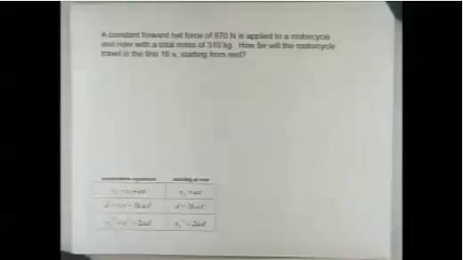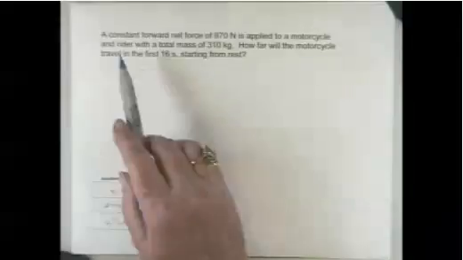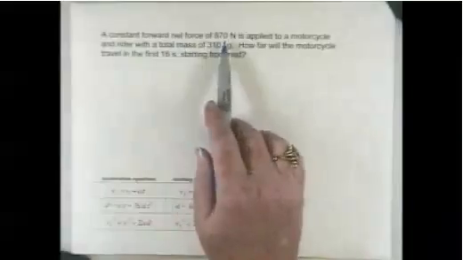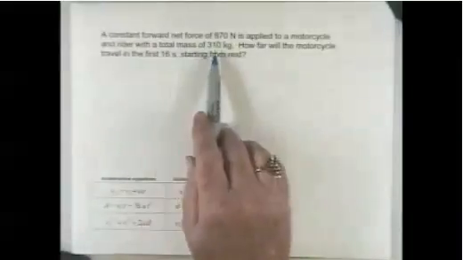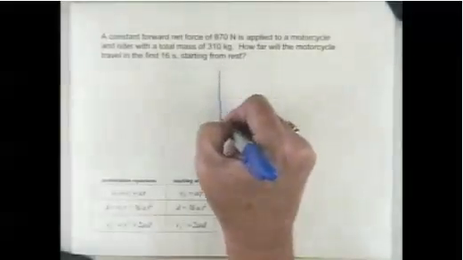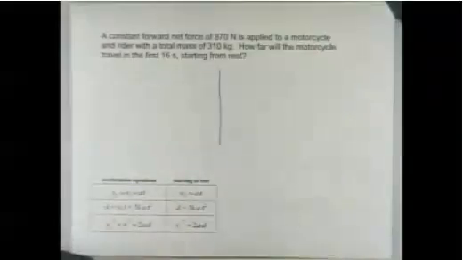Number 3 is a two-step problem, but each step should be familiar to you. Let's look at it. We have a constant net force of 870 newtons applied to a mass of 310 kilograms. We want to know how far the motorcycle will travel in the first 16 seconds, starting from rest. So we have lots of information. The trick to solving this kind of problem is recognizing the fact that you will need 2 steps and 2 different equations. Now the trick to really help you is to divide your data and your problems.